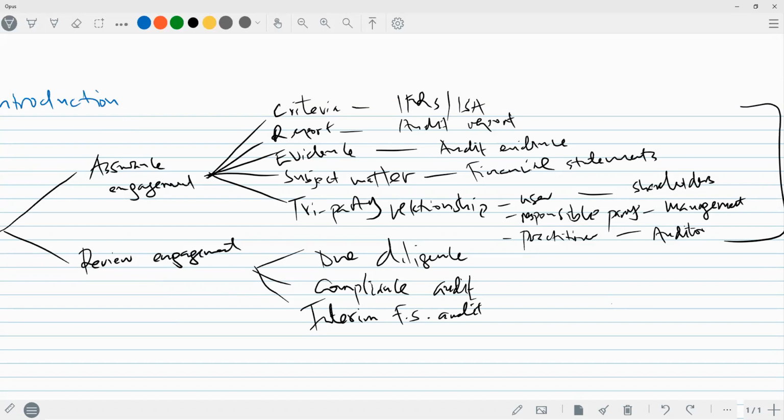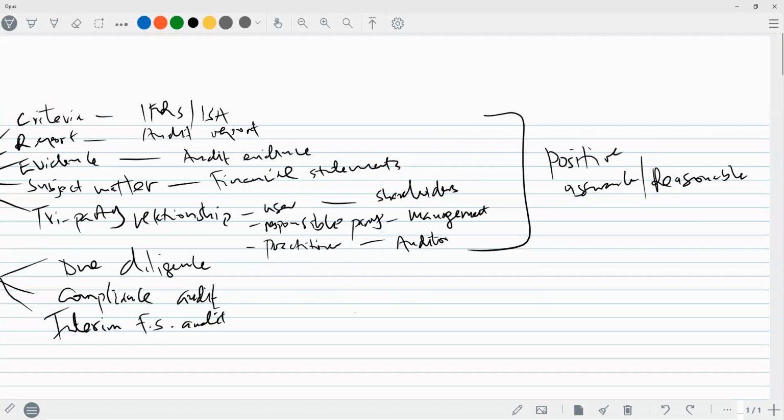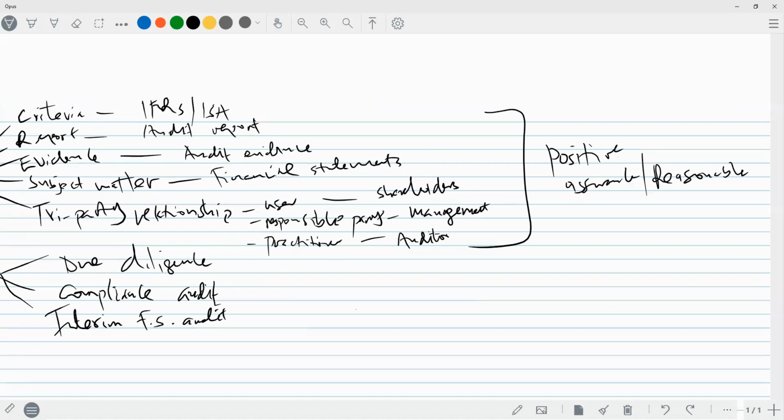So even when it comes to the framing of the final report, in case it was an assurance engagement, then the framing needs to be positive. In case it was a review engagement, then the framing of the opinion paragraph is going to be negative, referred to as the negative assurance engagement. The level of assurance we accept is a bit lower.